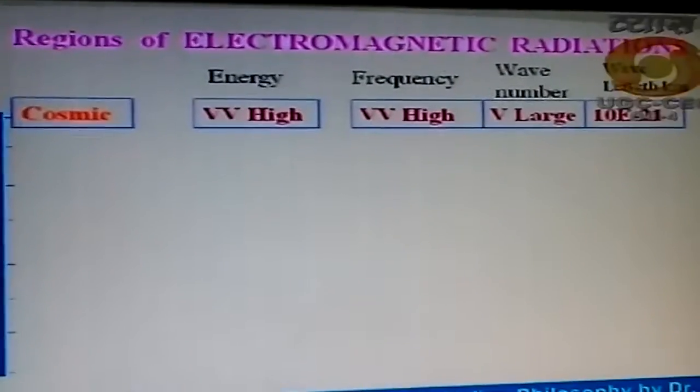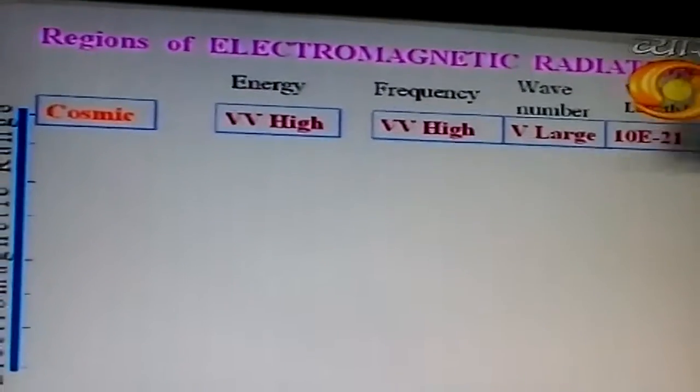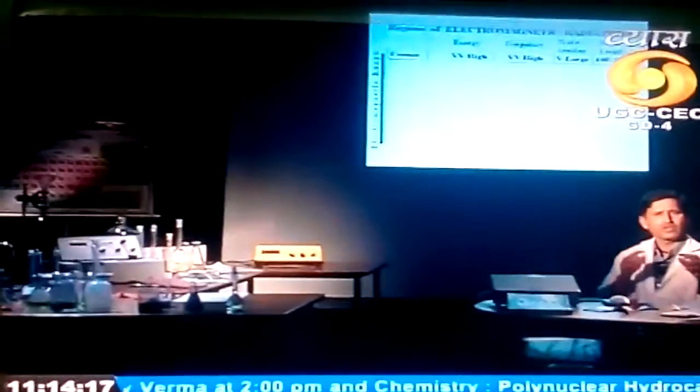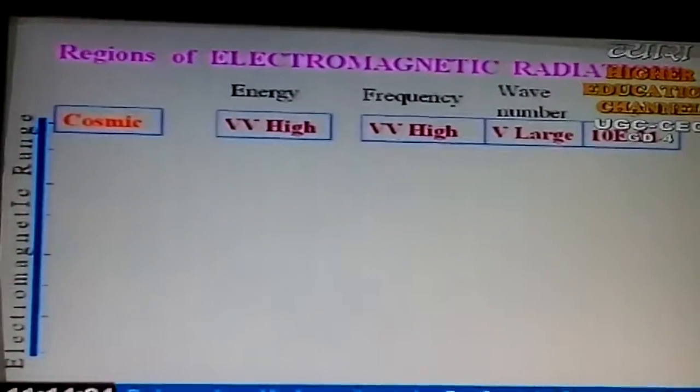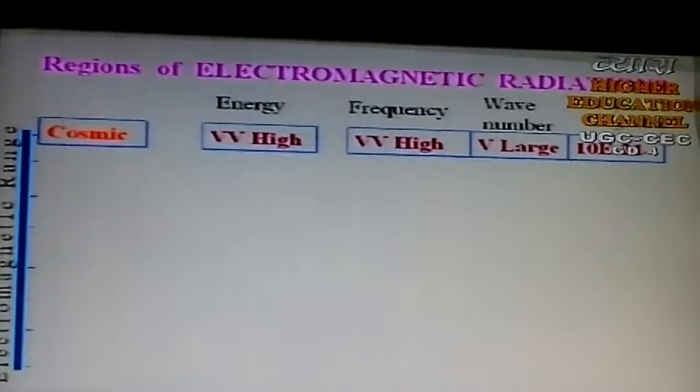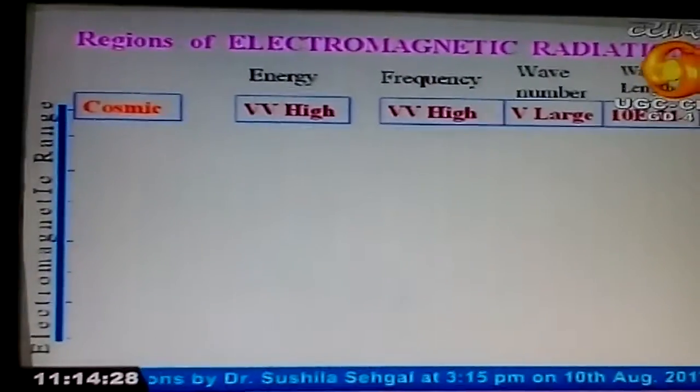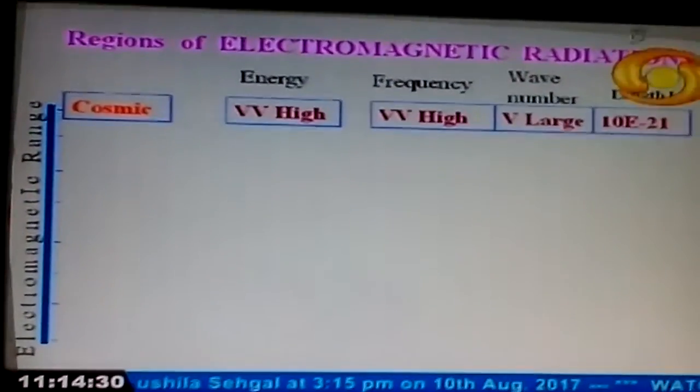These rays are produced by highly oscillating particles. The frequency of that oscillation is thousands and thousands in 1 second. So the waves that are formed are very small, but the energy is very high. If you look at the energy, it is very high, but the wavelength lambda is very, very small, some 10 to the power minus 10.